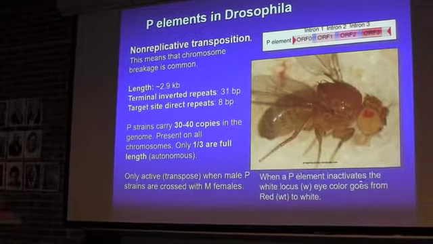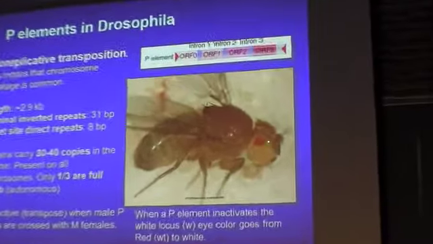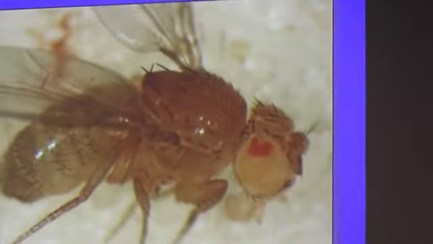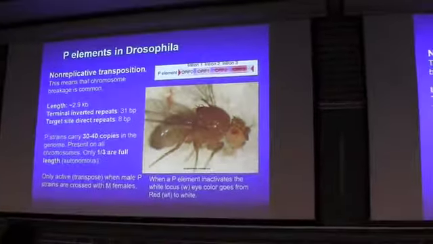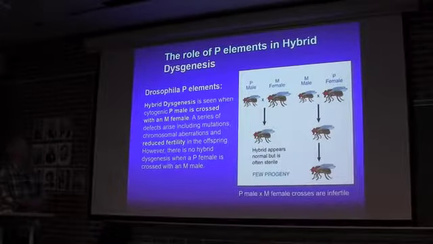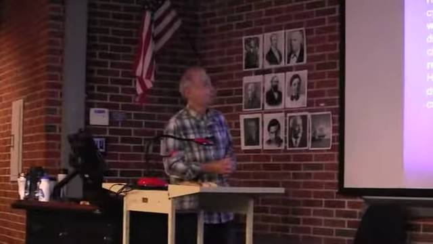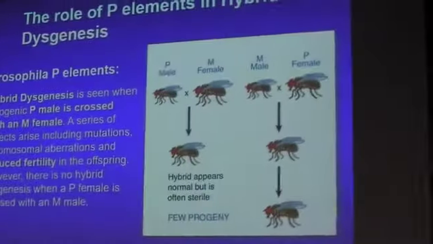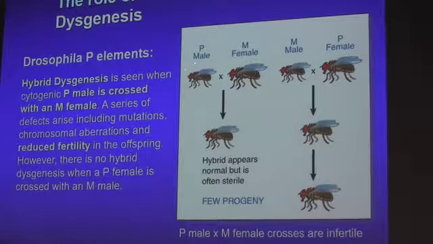Here you see when a P element inactivates a white locus, it goes from red to white. So wherever it's white, that's where the P element has jumped into the white locus. So this is the early observation that led people to look at the molecular basis here. It was noticed that when doing these crosses that it had these 2 strains, P and M, and depending on whether P was male or female, you got a different outcome.